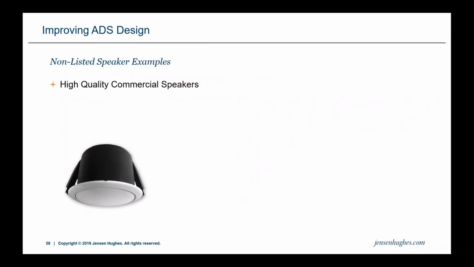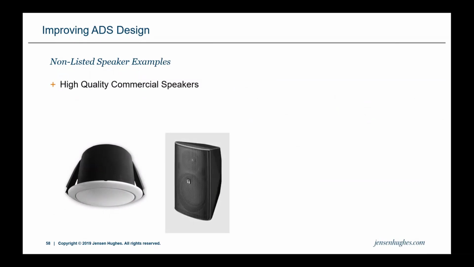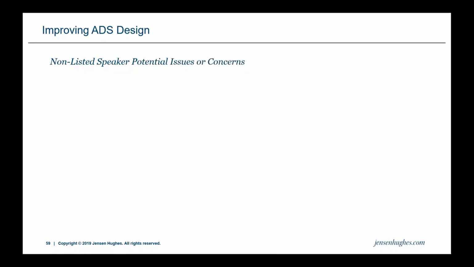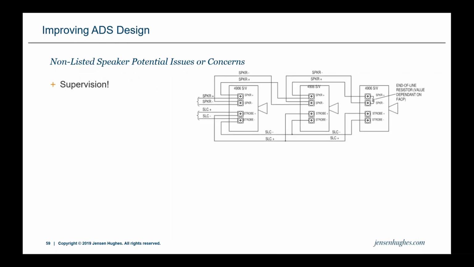Now, a few examples: high quality commercial speakers that come in all shapes and sizes, serving different purposes with different mounting. Even line arrays. Line arrays are used in large spaces like atriums and malls and other places. Very, very highly intelligible because it aims or directs the sound where it needs to be without being reflective. But often these commercial options are quite pricey and present some challenges on their own. The huge advantages of using quality speakers present some challenges that we need to be aware of. The biggest and first is supervision of wiring and speakers.